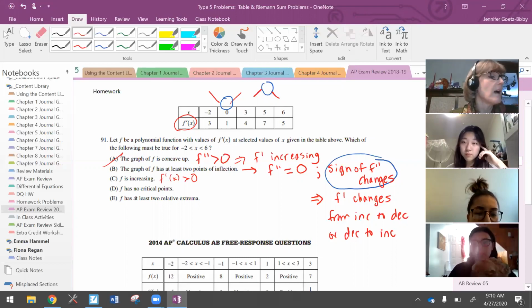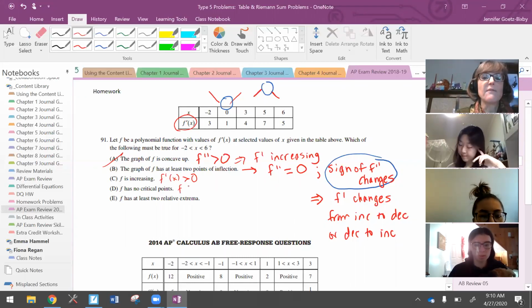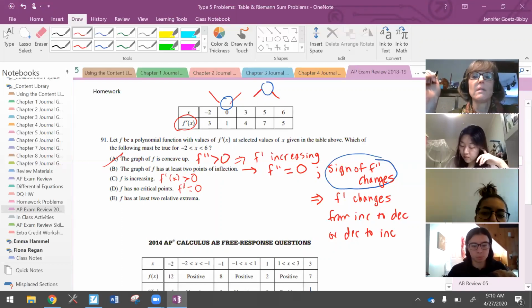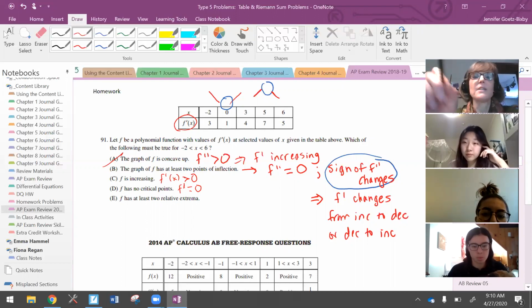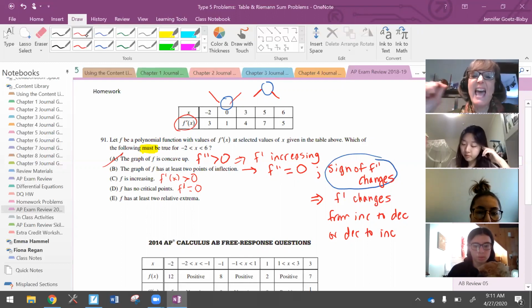Okay. So how about D? F has no critical points. What do you have to have for a critical point? Derivative equal to 0. Right. So I have to have F prime equals 0. Does it look like F prime is ever equal to 0? No. Well, and actually, Sarah, here's the answer to your question. And it's this word right here, must. Which means it has to be true.